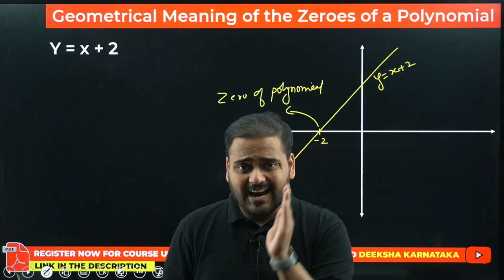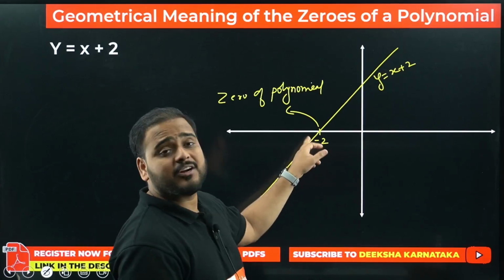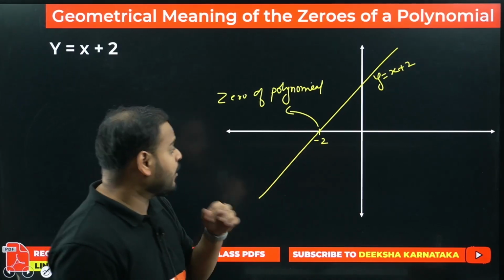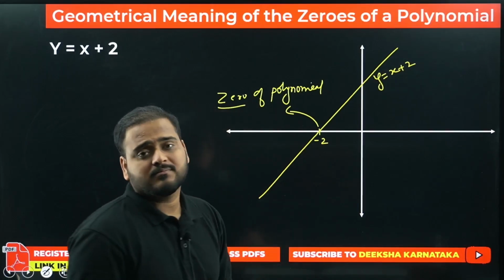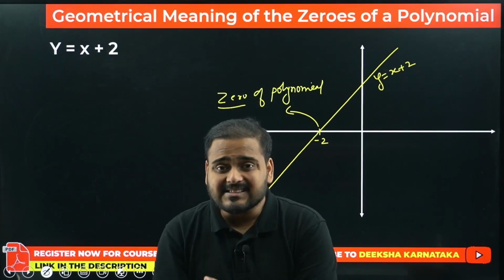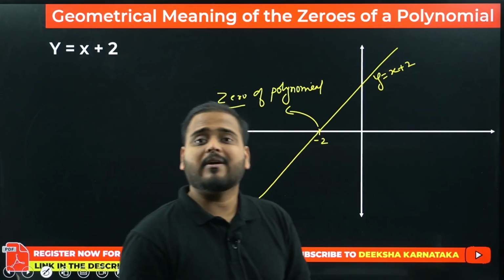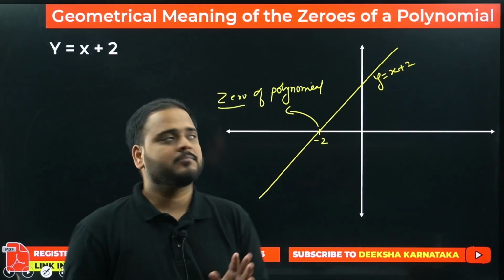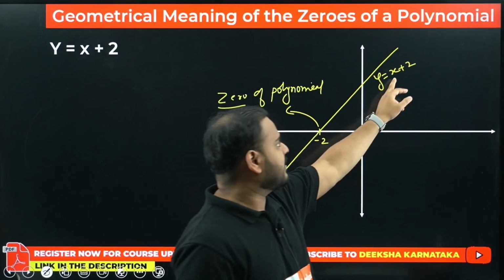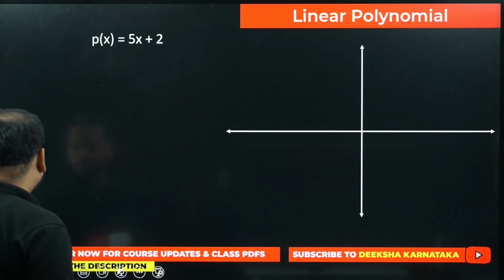So wherever that curve intersects the x-axis, the x coordinate of that point will be called the 0 of the polynomial, provided x is the variable in the polynomial, meaning the independent variable is x. That's the significance of this whole thing. So this is very simple. I hope you all understood this.